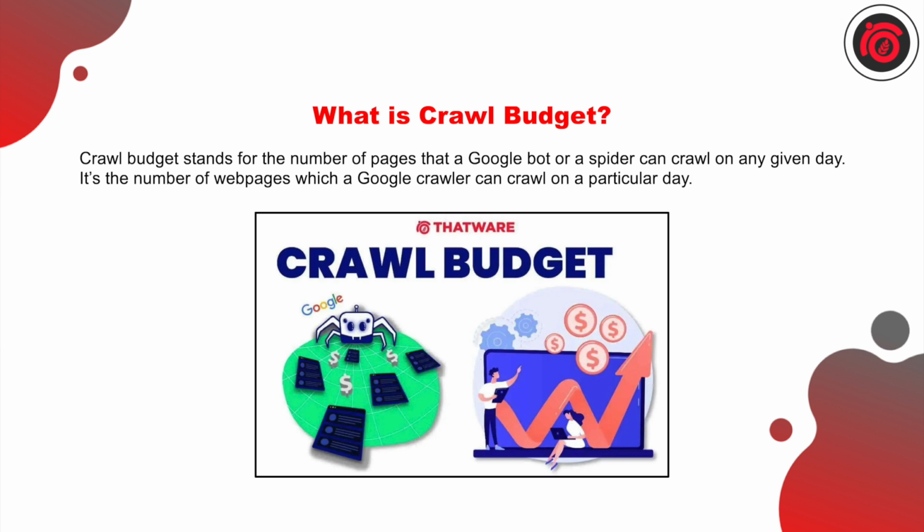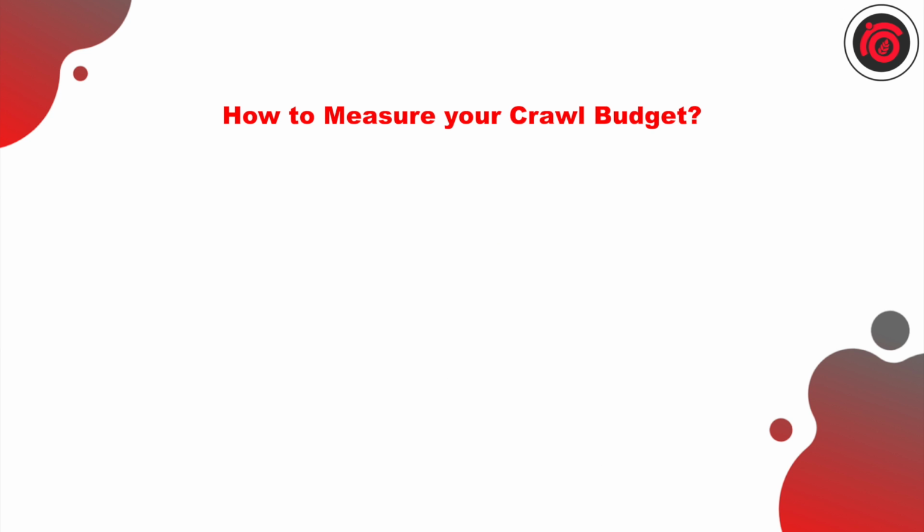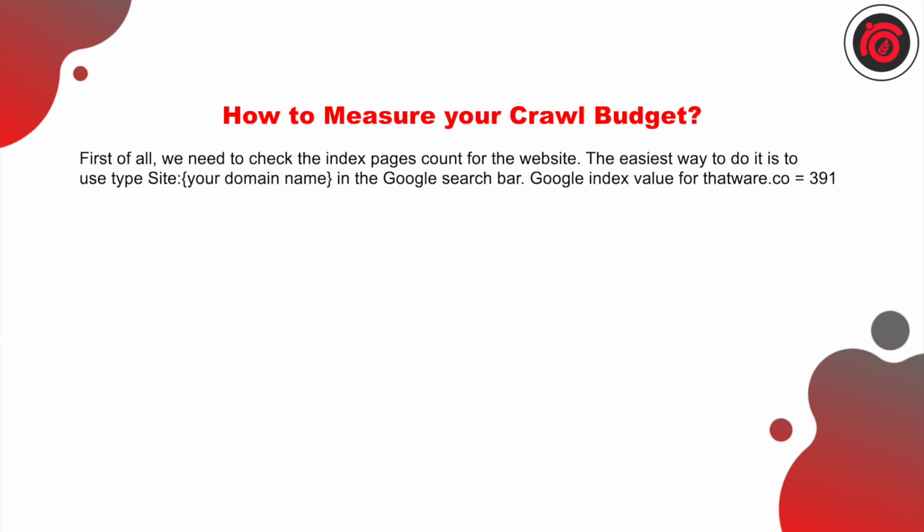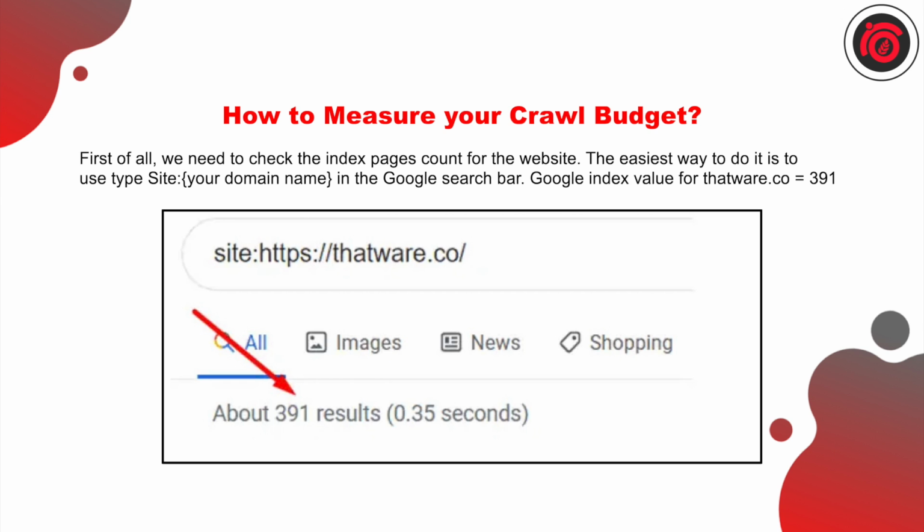So how do you measure your crawl budget? It's very simple. You just have to enter the site: search operator with your domain name. We have done this for our website sitecrawl.co, and as you can see, currently we have 391 results indexed in the Google SERP.